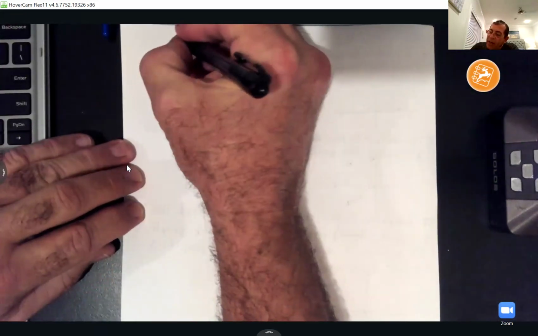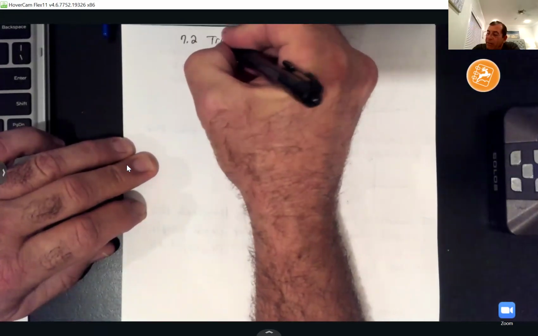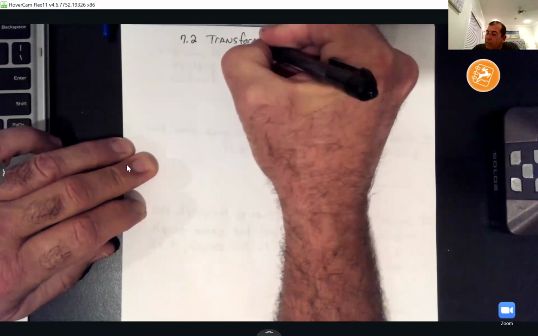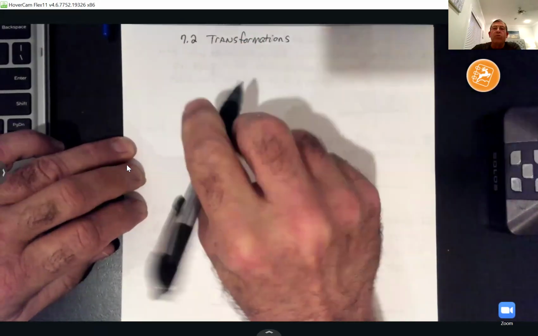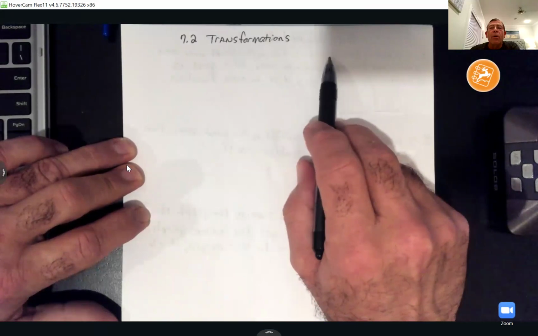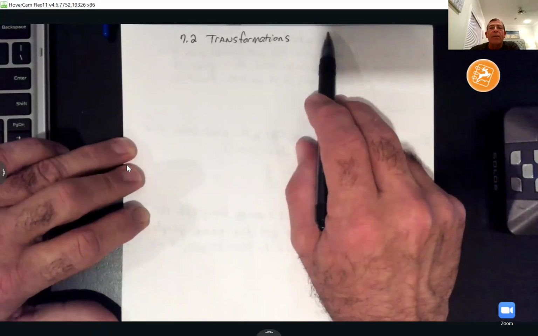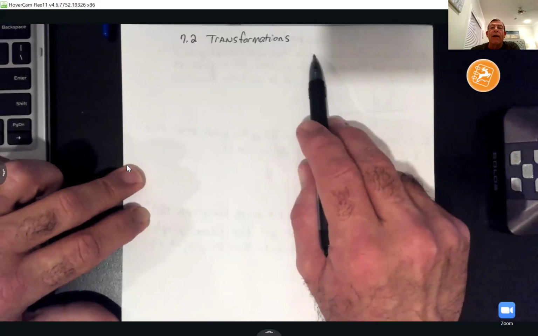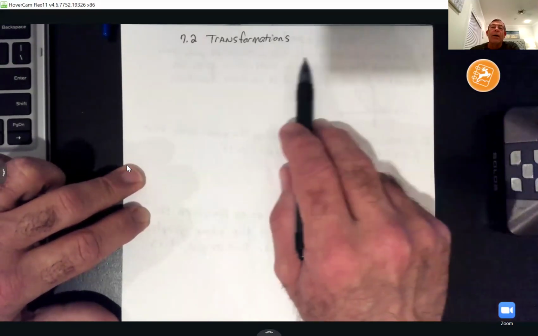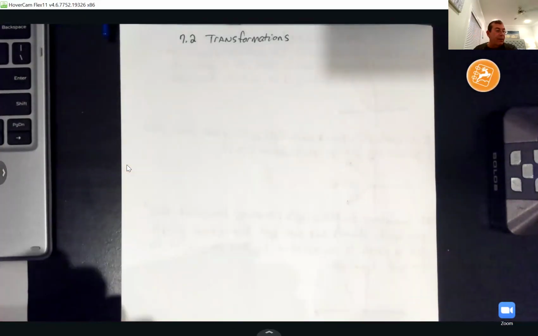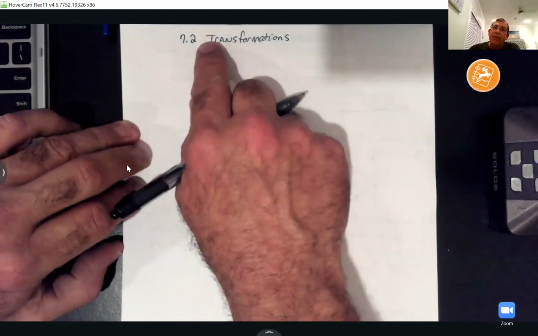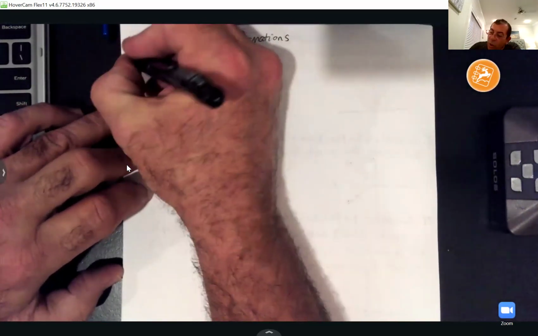7-2 is a little bit trickier than 7-1 was. But 7-2, we're looking at transformations. So with transformations we're going to see how to move a graph up, what would make a graph move down, how can I make a graph move right, how can I move a graph left, and then I'll reflect a graph over the x-axis here.